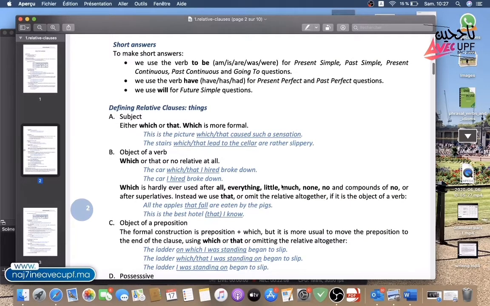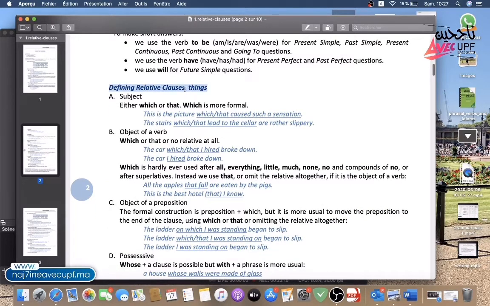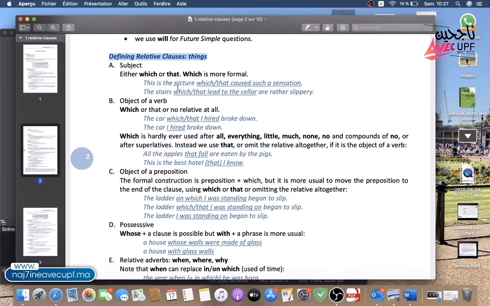Defining relative clauses, things. Here, subjects. Either which or that, which is more formal. This is the picture which caused such a sensation. This is the picture that or which caused such a sensation. Okay? Give me a second, please.